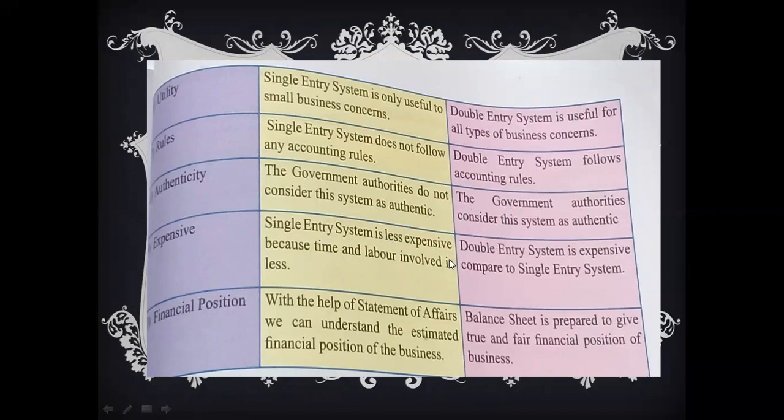Expensive. Single entry system is less expensive because time and labor involved is less, but double entry system is expensive compared to single entry system. Financial position. In single entry system, with the help of statement of affairs, we can understand the estimated financial position of the business. But in double entry system, balance sheet is prepared to give the true and fair financial position of the business.